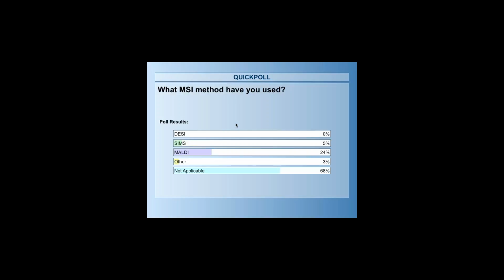Okay, the method of MSI. Looks like MALDI's the winner there. Does anyone want to raise their hand? You can electronically raise your hand, and if you would tell us what your other methods are, that might be interesting. All right, I don't see any hands going up, so we'll go from that.